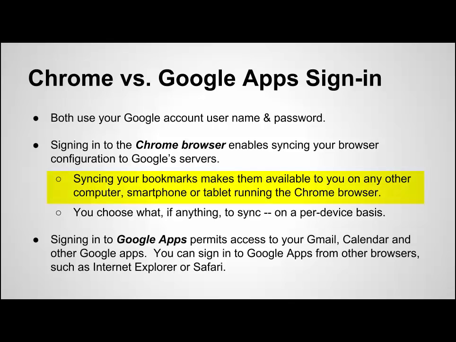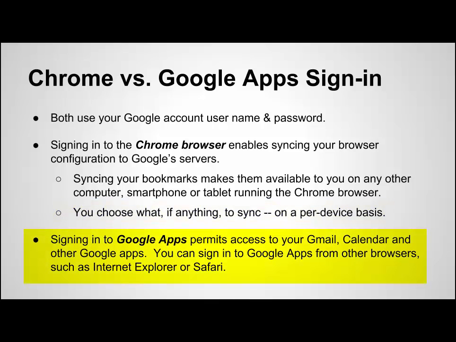So, for example, you can sync your bookmarks, and that makes them available to you on any other computer, smartphone, or tablet that's running the Chrome browser. You can choose what, if anything, to sync, and on a per-device basis. Signing into Google Apps permits access to your Gmail, Calendar, and other Google apps. And you can sign into Google Apps from other browsers, such as Internet Explorer or Safari.